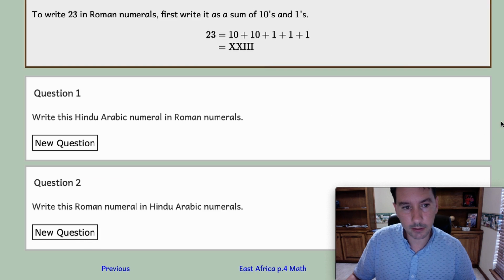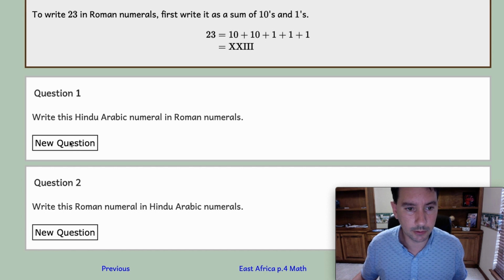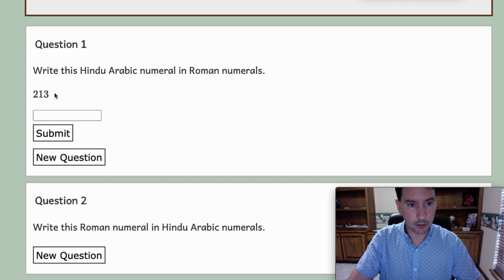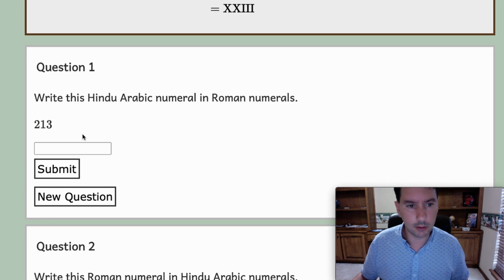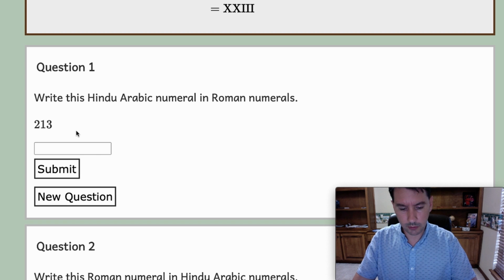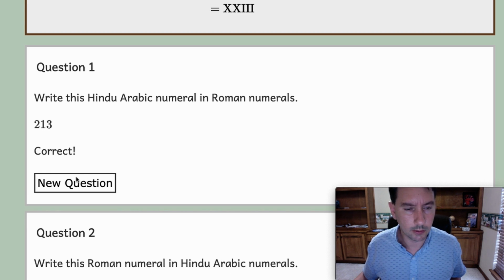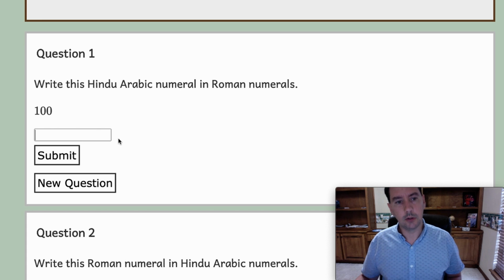Now we're going to practice a few questions. So let's hit new question on converting from Hindu Arabic numerals to Roman numerals. We've got 213. Let me increase the size of my screen here so you can see it. 200 would be two C's because that's two 100s. A 10, so that's an X, and then three ones is I. Correct. Let's go with a new question. Okay, so we have 100, which is C.